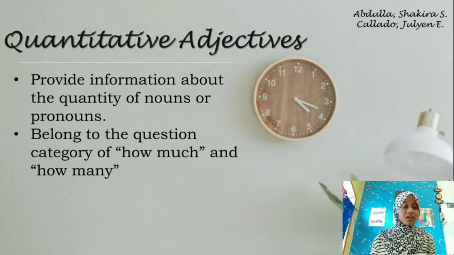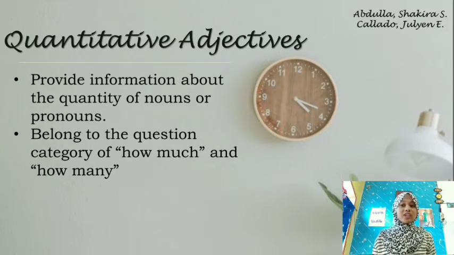quantitative adjectives. So if the descriptive adjective is also known as qualitative, then quantitative adjectives talk about quantity, from the root word quantity. And we are very familiar with the statement quantity over quality or quality over quantity. Quantitative adjectives provide information about the quantity of nouns or pronouns. These belong to the question category of how much and how many.